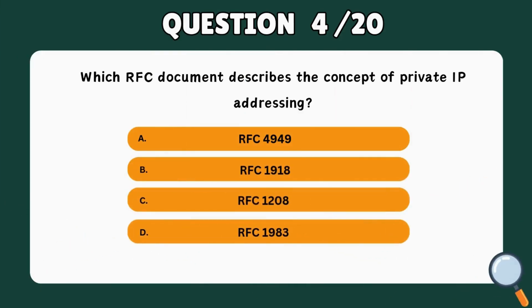Question 4. Which RFC document describes the concept of private IP addressing? A. RFC 4949, B. RFC 1918, C. RFC 1208, D. RFC 1983. Correct answer B. RFC 1918.